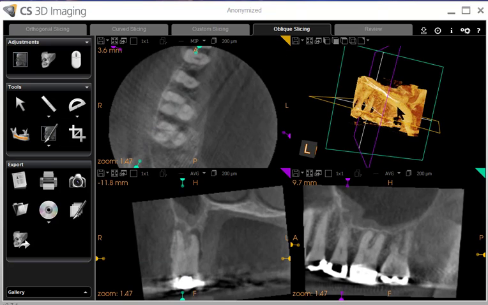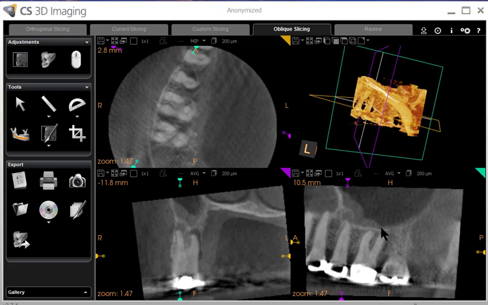So again, people say, well, can you see cracks on cone beams? And the answer is, well, maybe, depending on the width and the resolution of the cone beam. But instead of looking for the crack, I tend to look for a pattern of bone loss consistent with a crack rather than the crack itself.